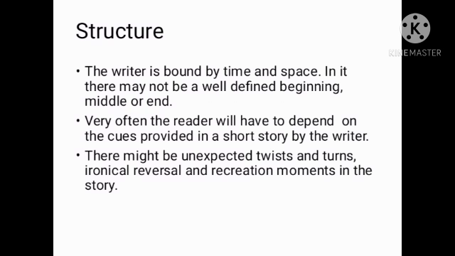Next, structure. In a short story, the writer is bound by time and space. In it, there may not be a well-defined beginning, middle, or end. Very often, the reader will have to depend on the cues provided in the story by the writer. There might be unexpected twists and turns, ironical reversal, and revelatory moments in the story.